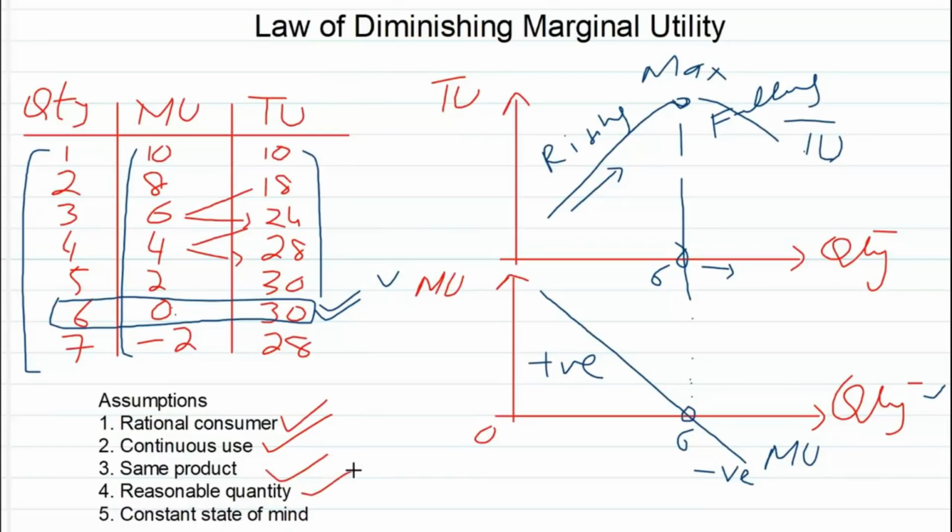It is also assumed that the commodity consumed is taken in suitable and reasonable quantity. If the units are too small, then marginal utility, instead of falling, may increase up to a few units. Consumer's state of mind must remain the same. If he consumed the first unit with certain intention, then he must use the second unit with the same intention, otherwise the law might not hold true.